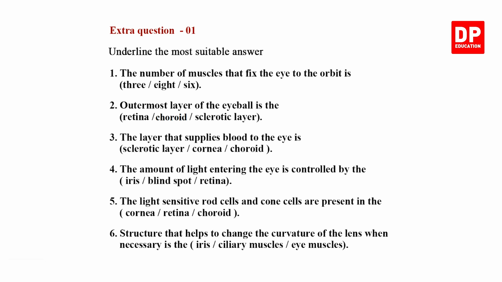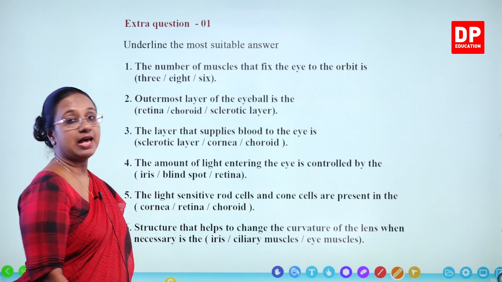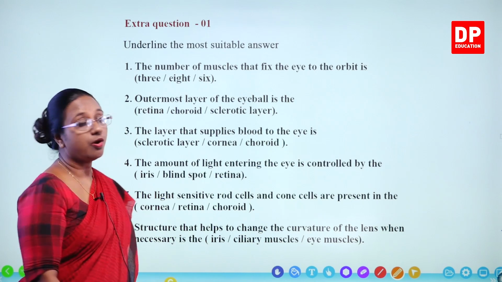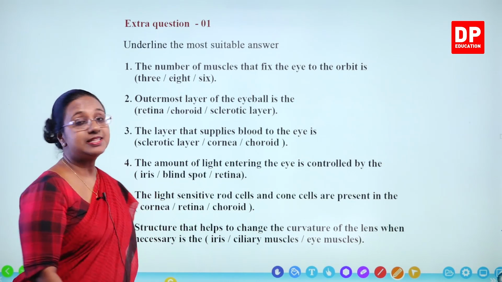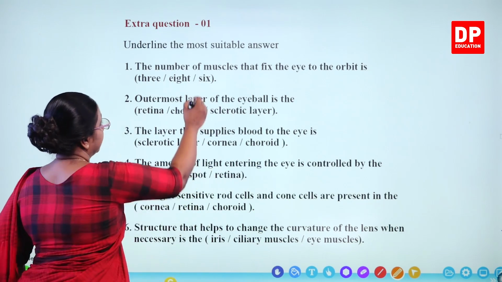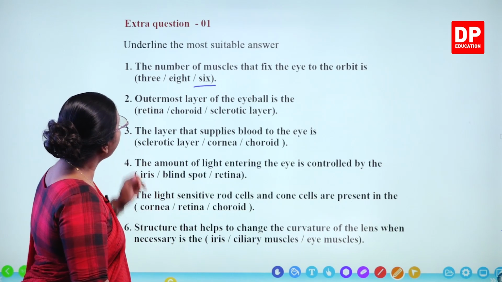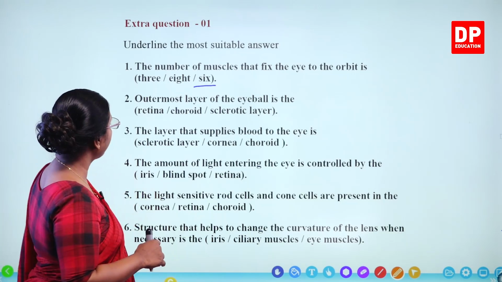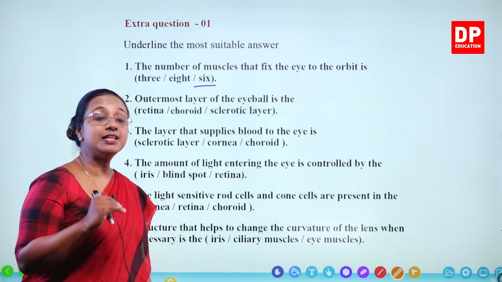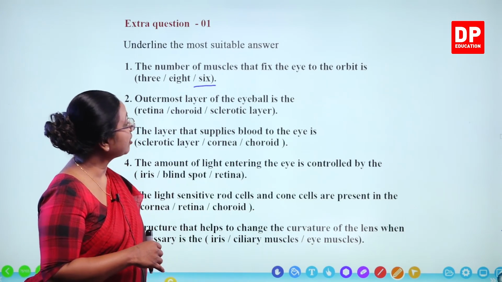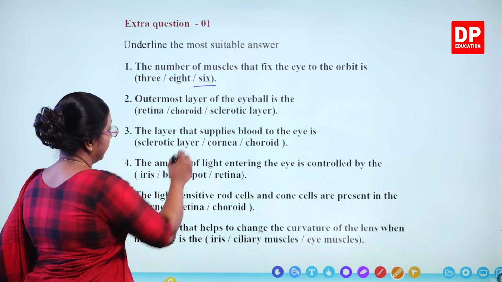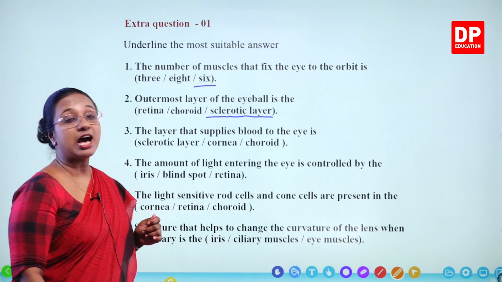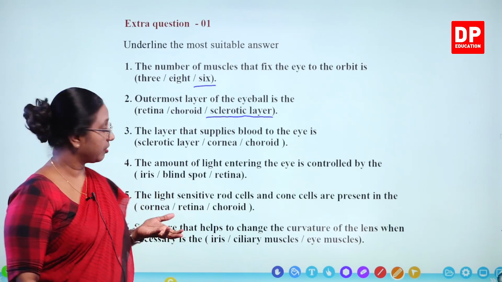Extra question 1. Underline the most suitable answer. The number of muscles that fix the eye to the orbit is 3, 8, 6. How many? 6. So it has to be 6. Outermost layer of the eyeball is the retina, that is where the image forms. Choroid is inside the sclerotic layer, and the sclerotic layer is the outermost layer. So it has to be sclerotic. The layer that supplies blood to the eye is, that is the choroid.